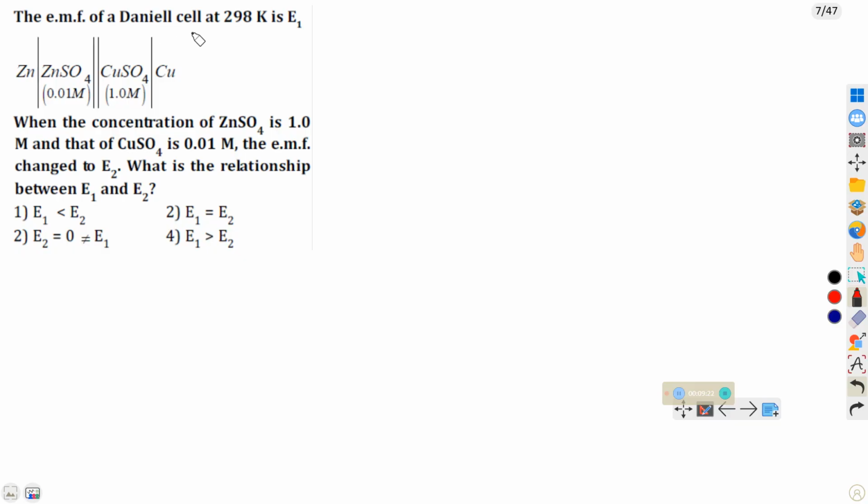The EMF of a Daniell cell at 298 kelvins is E1. The reaction is given. When the concentration of ZnSO4 is 1 molar and CuSO4 is 0.01 molar, the EMF changed to E2. What is the relation between E1 and E2? First, frame the chemical reaction. Zn is converted to ZnSO4. The concentration is given as 0.01 molar, and CuSO4 is converted to Cu.